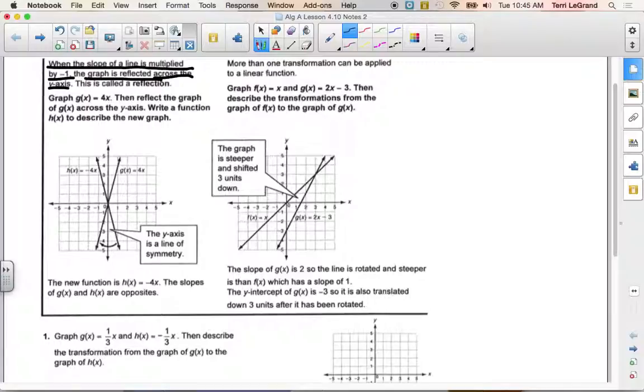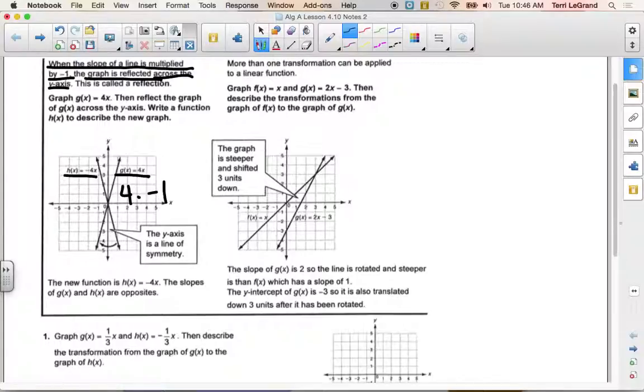So here's what they have for an example. They show us the graph of g of x equals 4x. Here's our line right here. And then they reflect it across the y-axis. They say the equation for that one is h of x equals -4x. What happens when you take +4 times -1? Negative. Not right. They're just opposite. You get its opposite. You get -4.